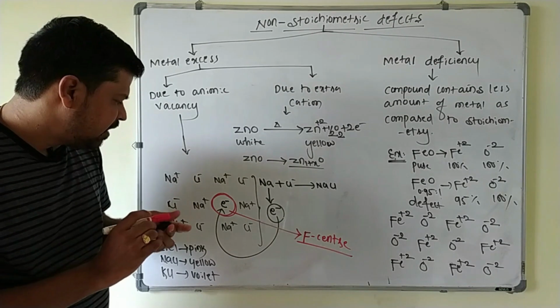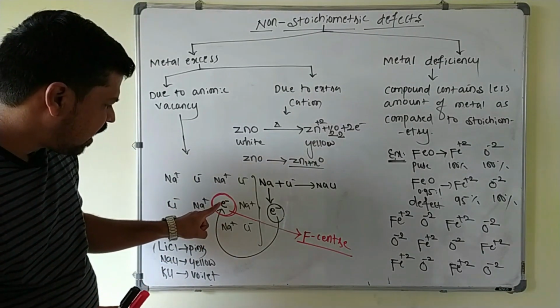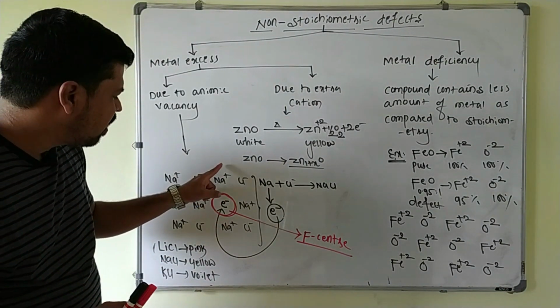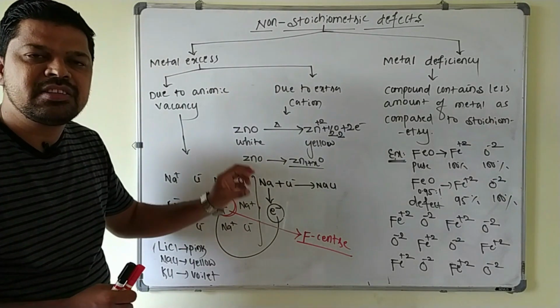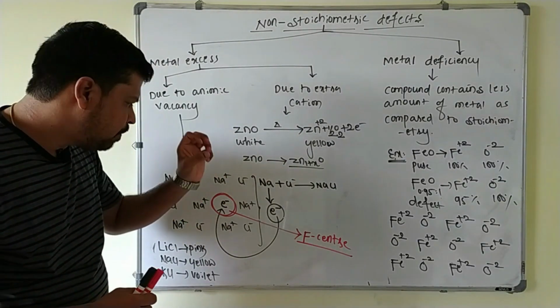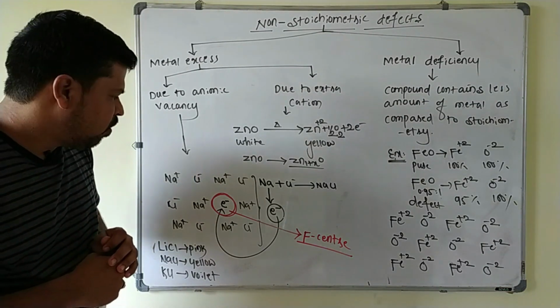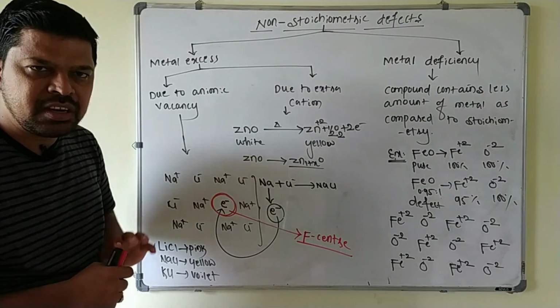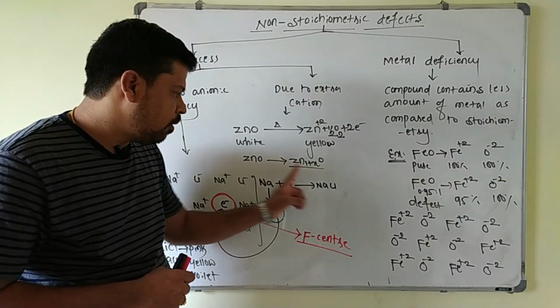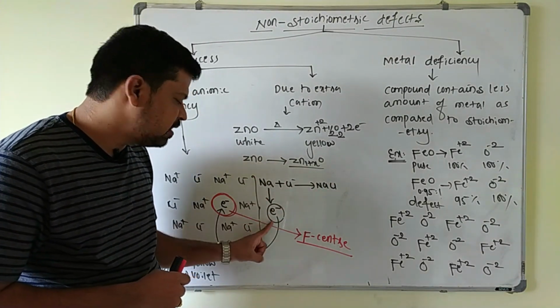For example, in this one, what happens? This unpaired electron will impart yellow color to the NaCl. That color is due to the excitation of the electron by absorbing energy from the visible region, obviously. So what happens here? One of the Cl minus ions comes out of the crystal and combines with sodium to form NaCl, during which the sodium releases an electron.